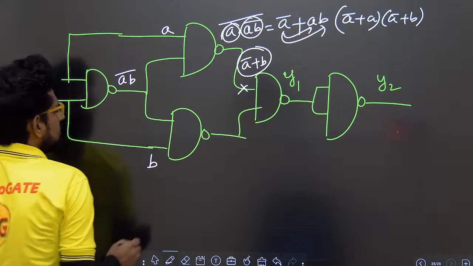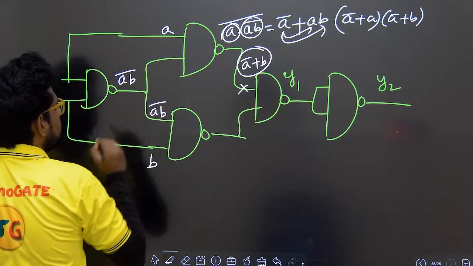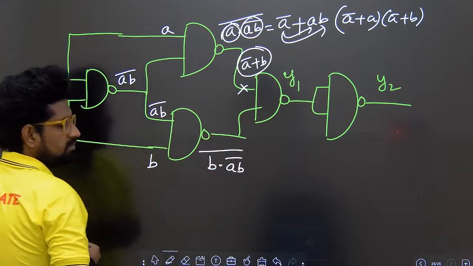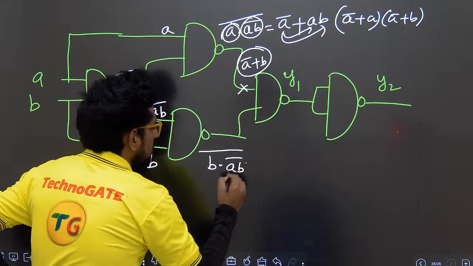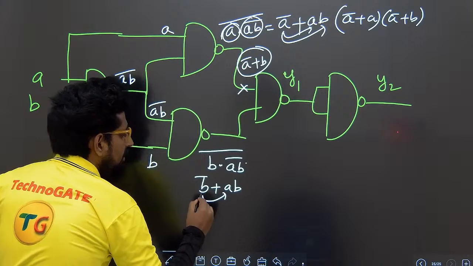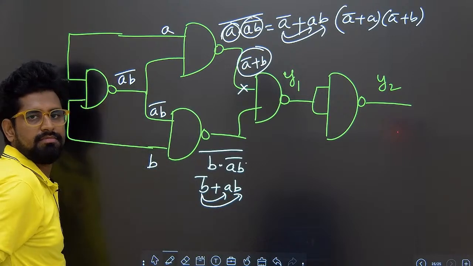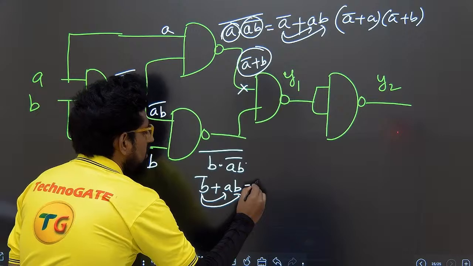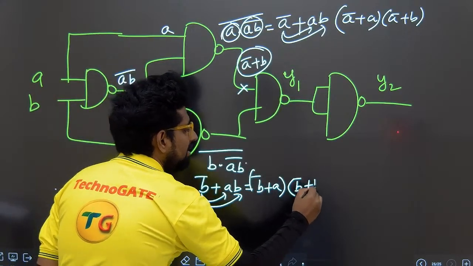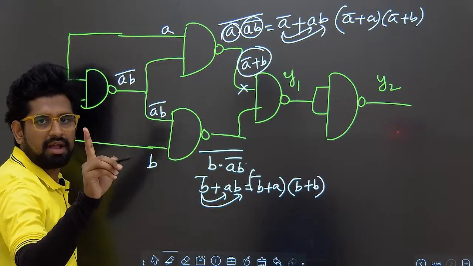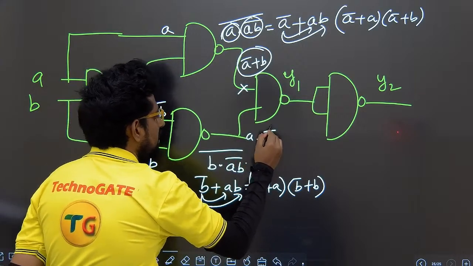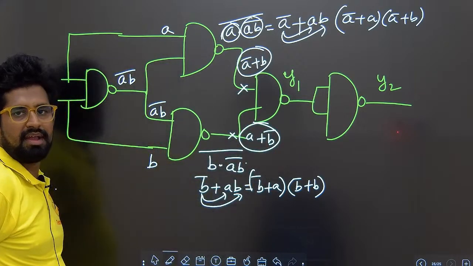And coming to this, here B into AB bar whole bar. That means B bar plus AB. B bar is distributing to A, B bar is distributing to B. This can be written as B bar plus A into B bar plus B. B plus B bar can be written as 1. That means A plus B bar is the signal appearing here.